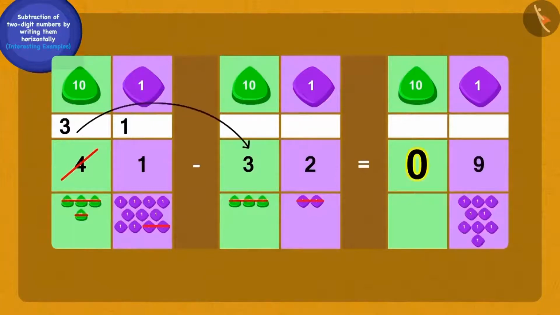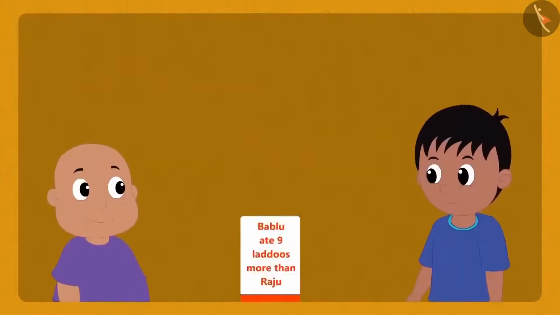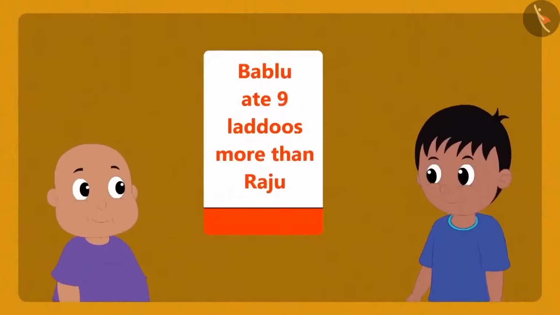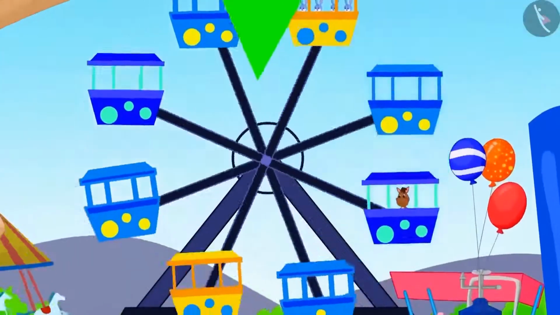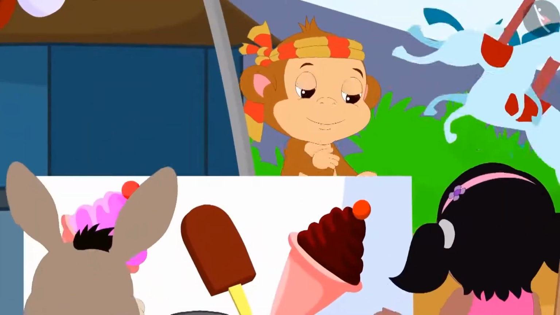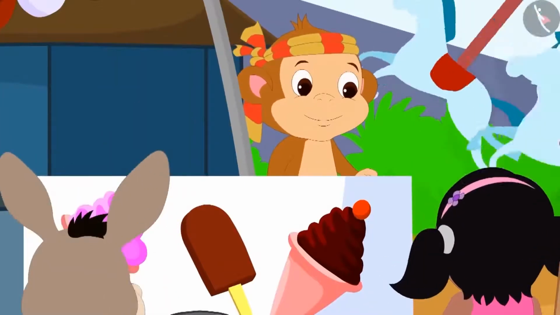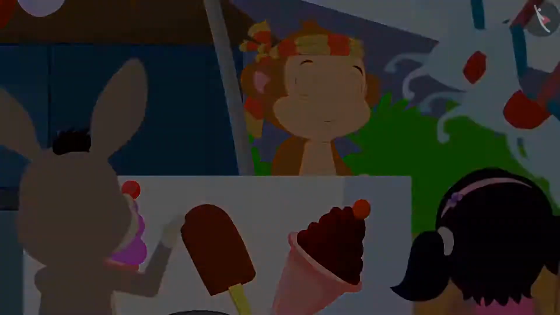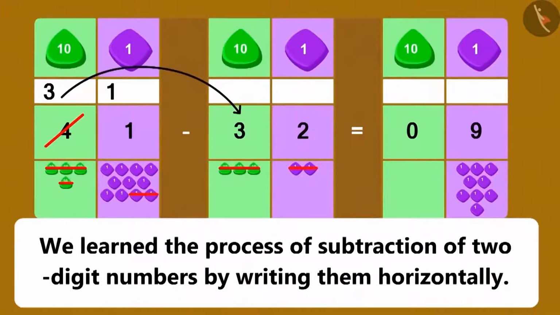Wow, children, you have solved this correctly. Bablu ate 9 laddus more than Raju. Raju and Bablu kept wandering in the fair and solving the questions of subtraction. Children, you should also find such questions of subtraction around you and try to solve them. Children, in this lesson, we have seen some interesting examples of subtraction by writing 2-digit numbers horizontally.